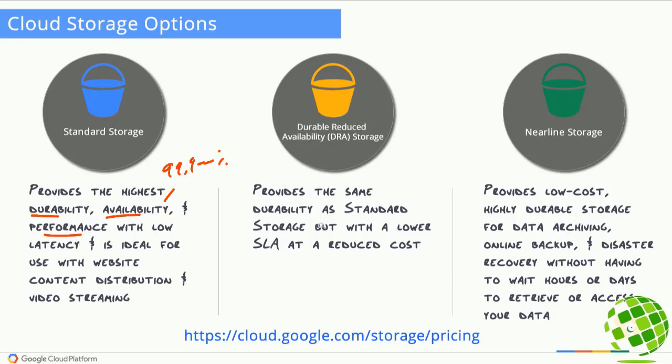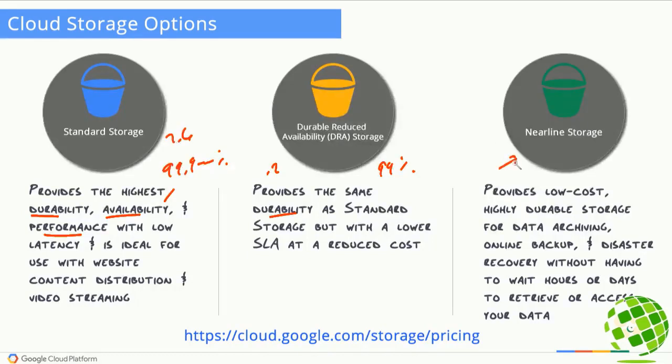DRA, or durable reduced availability storage, gives us the same durability as standard storage, but with a lower SLA. In fact, it's 99% rather than 99.9%. And the cost is a little cheaper as well. It's currently 2 cents per gigabyte a month. Standard storage is 2.6 cents per gigabyte per month. And these are moving targets, of course, so keep your eye on the pricing page to get the current up-to-date pricing. But DRA is going to be good for backups, where durability is the top priority over availability.